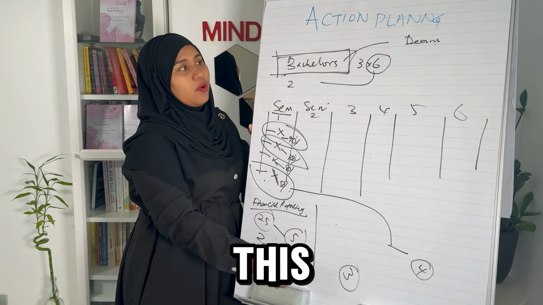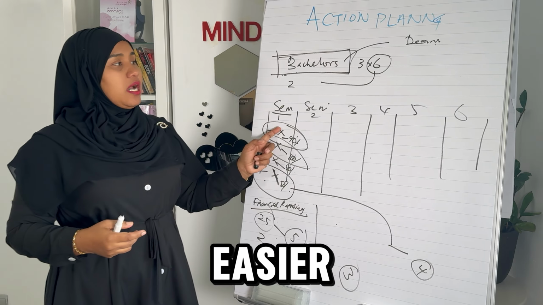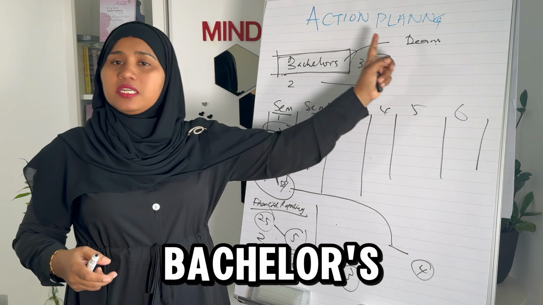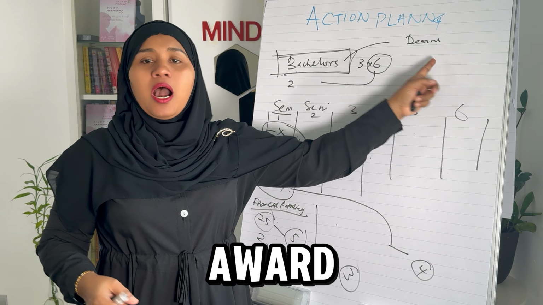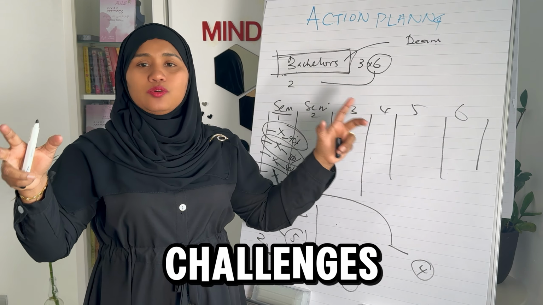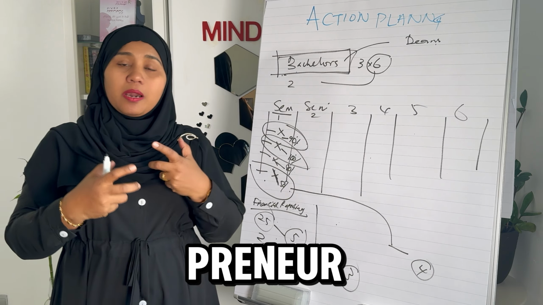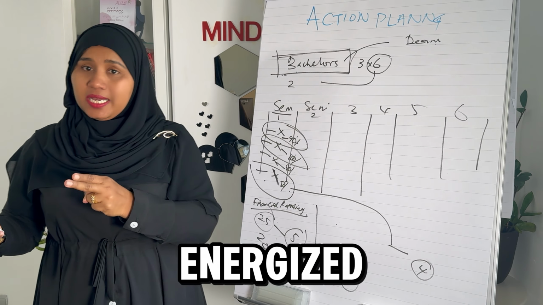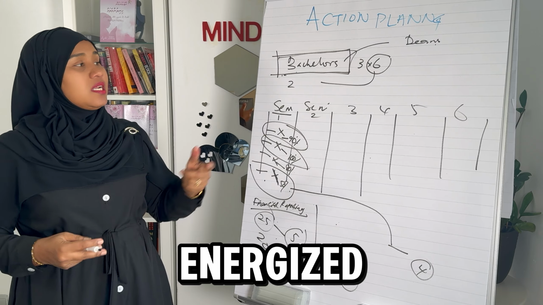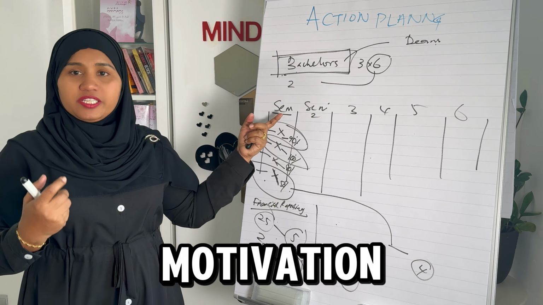When you do this, the action planning, it's easier for you to complete the bachelor's degree with the Dean's Award, whatever the challenges you are encountering. Because the second step in our mindpreneur process is being energized. In order to be energized, you have to have that motivation to go with it.